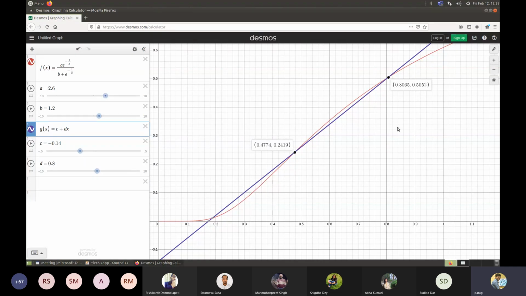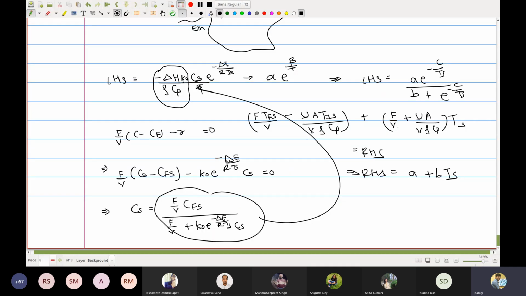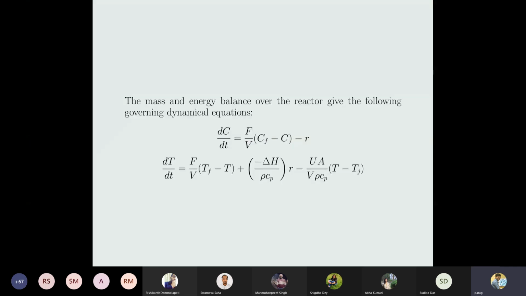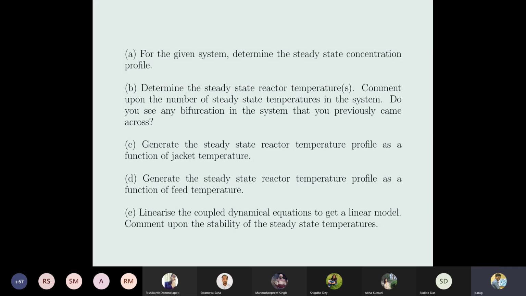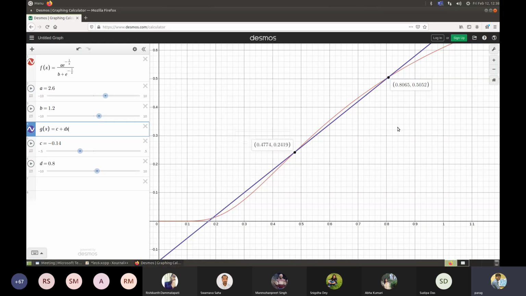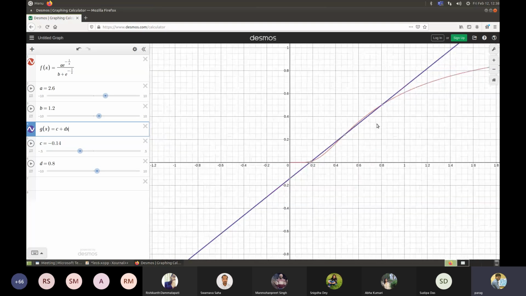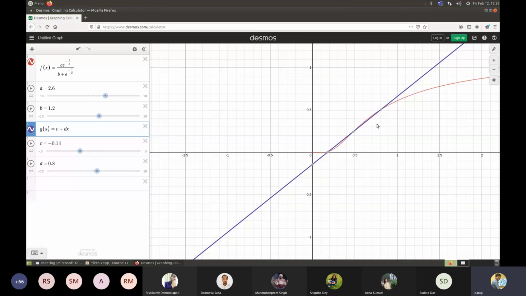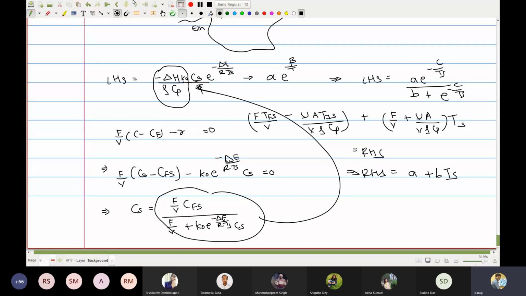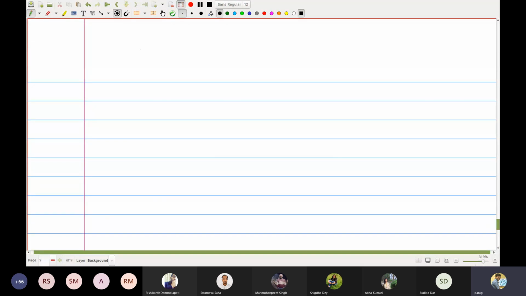So again, the question was, for a given system, determine the steady state concentration profile, and the same is true for the steady state temperature profile. You see here, you can have one solution, which we saw. You can have three solutions as well. The maximum number of solutions is 3. You can have 1, you can have 2, you can have 3. Now you see what happens when you have these multiple solutions, and why this particular case becomes interesting.